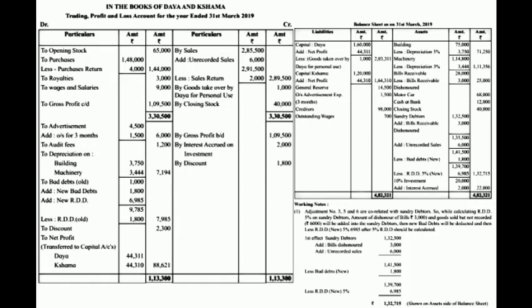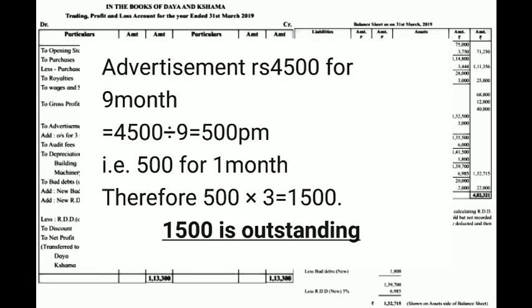Now the second adjustment, an important adjustment, advertisement. Advertisement is paid for 9 months, that is 4,500. The financial year is considered of 12 months. It comprises 12 months. Always it starts from 1st April and ends on 31st of March. So we are preparing the final account for 12 months. So we have to show the expense for 12 months. We have to show the income for 12 months.